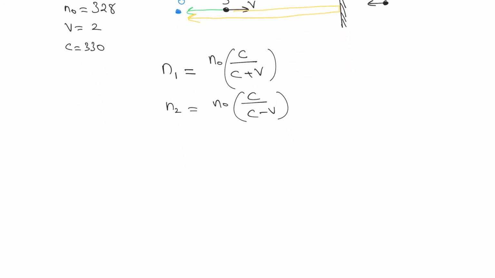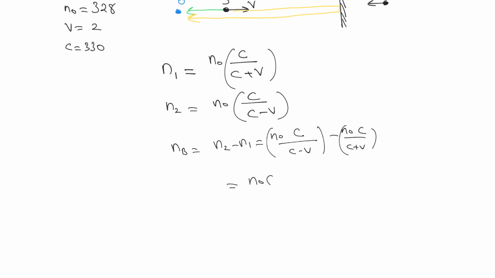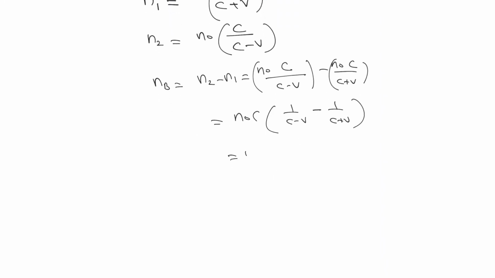So our aim is to find the beat frequency, which is the difference in frequency, n2 minus n1, which is equal to n0 into c divided by c minus v, minus n0 into c divided by c plus v. So we can write this as n0 into c into 1 divided by c minus v minus 1 divided by c plus v, which can be written as n0 into c into 2v divided by c square minus v square.